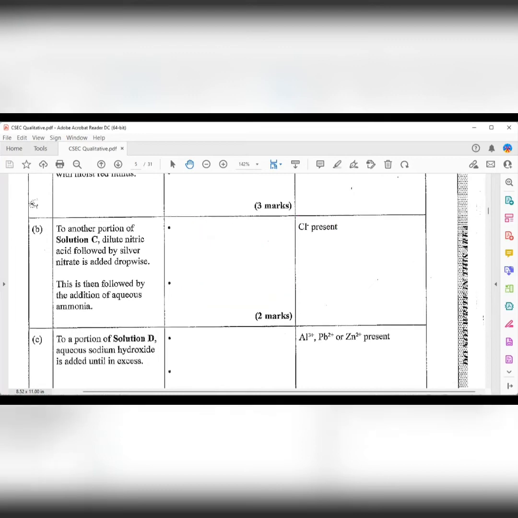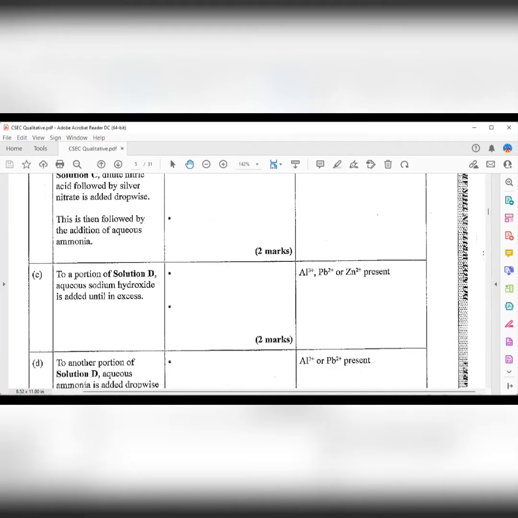Then now, to a portion of solution D, aqueous sodium hydroxide is added until in excess. So now, you have no observations, but what you have are inferences. It says aluminum, lead, and zinc is present. So what would you observe? You would actually observe a white PPT.